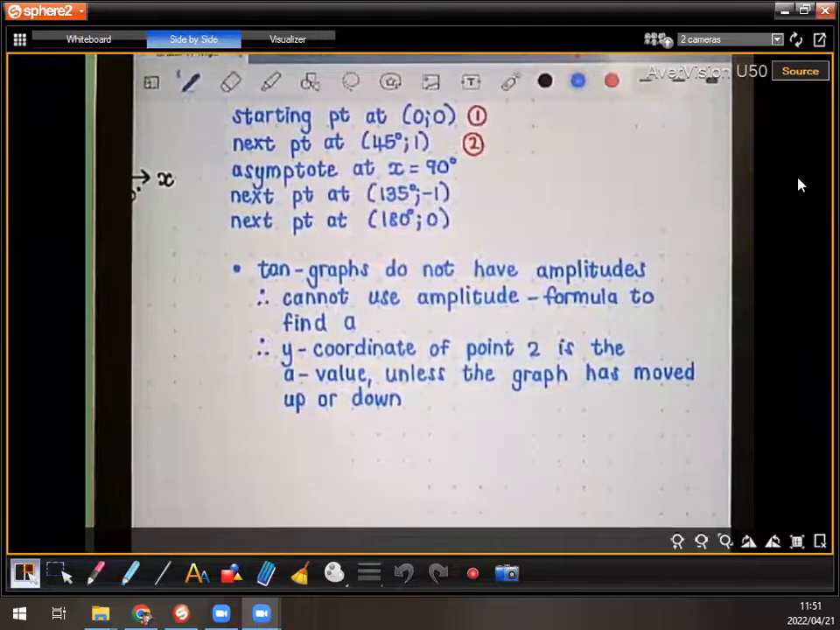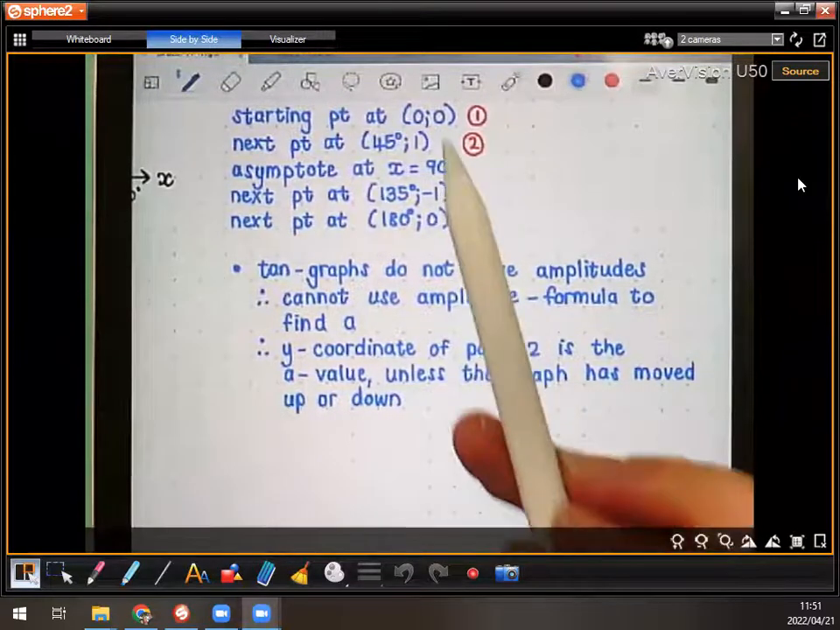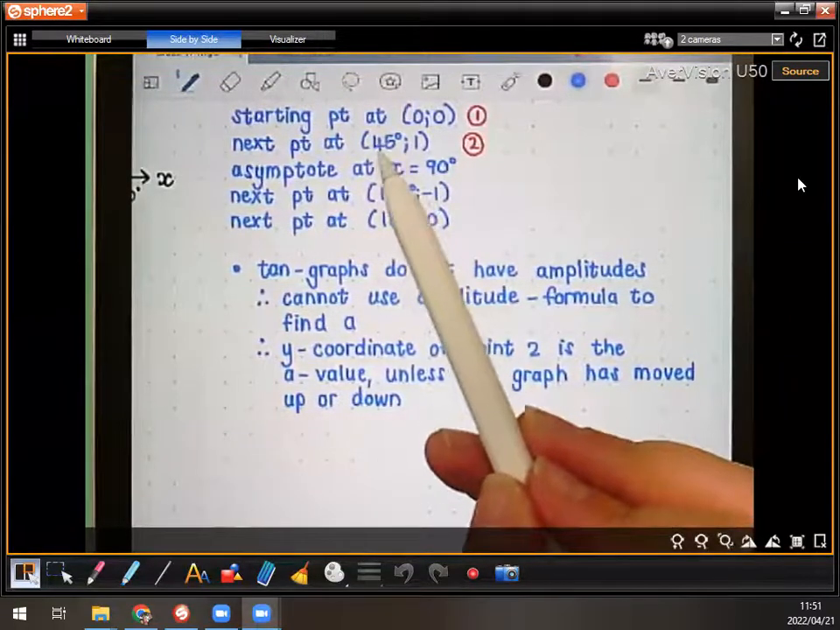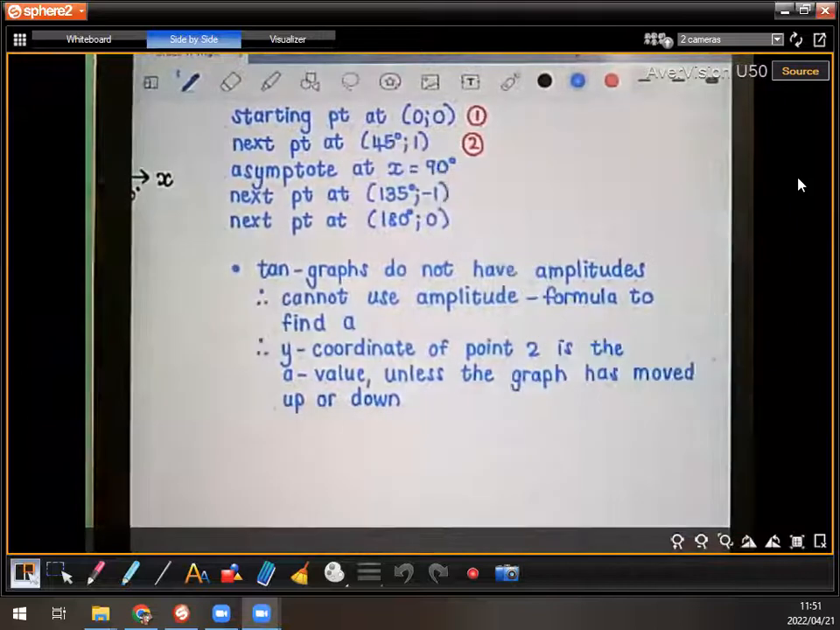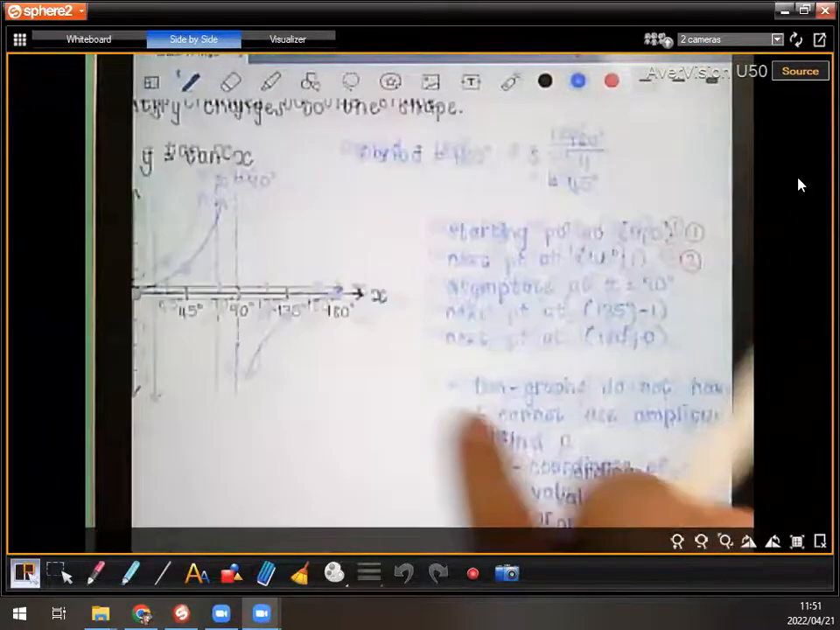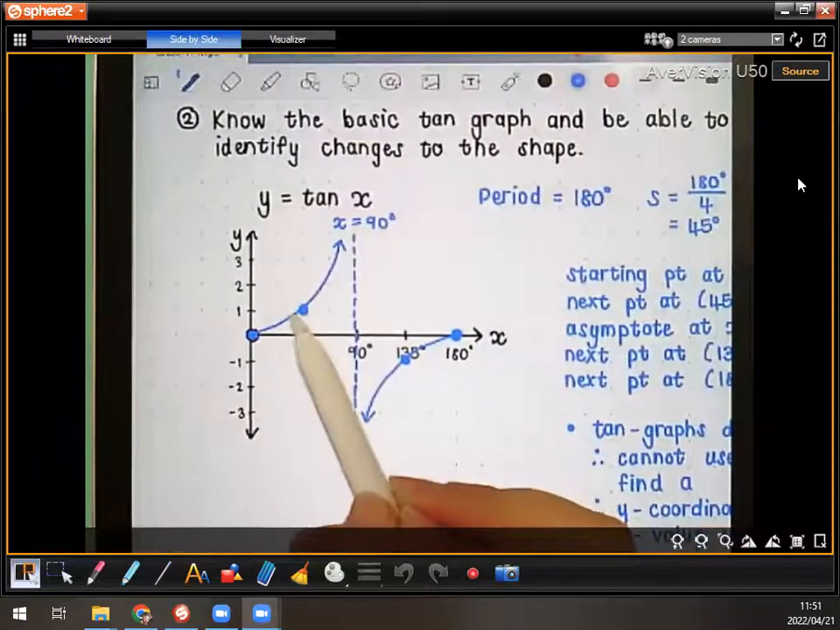If it didn't, you can just identify the second point, which is not always going to be at 45. So you're going to have to find your starting point, your point that's on the y-axis. Then you're going to have to see the next point, that's point 2. If the period has changed, or if the graph has shifted to the left or the right, your point 2 is not necessarily going to be at 45 degrees, but it's going to be this point, right? That one over there, that is point 2.